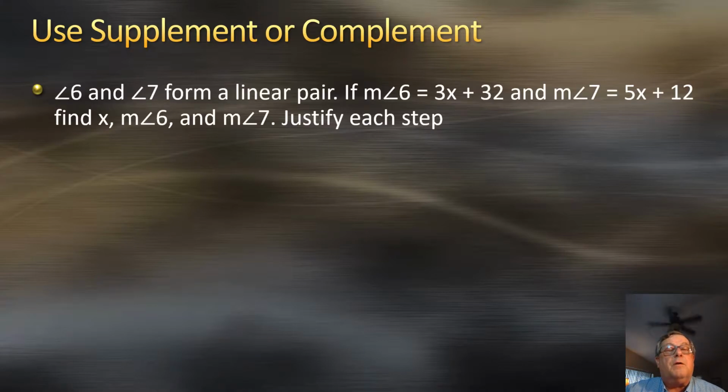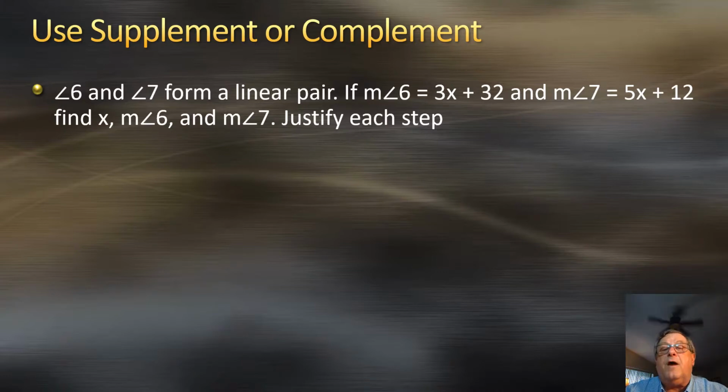We're told here that angle 6 and angle 7 form a linear pair. Based on the supplement theorem, that tells us the measures of those two angles sum to 180 degrees. It goes on and says, if the measure of angle 6 equals 3x plus 32, and the measure of angle 7 equals 5x plus 12, find x, find the measure of angle 6, and the measure of angle 7. And then it hits us with this little statement, justify each step. And that's what takes us to a proof.